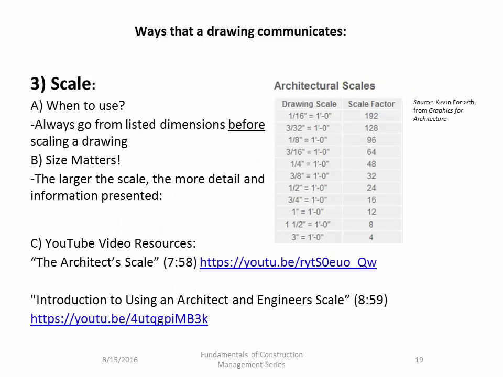And continuing with ways that a drawing communicates, we mentioned scale before. Often the drawing will show a scale, and that's how you know the size of the different items on the page. Well, when do you use the scale? You always go from listed dimensions on the drawings before using your architectural scale to scale out the dimensions on the page. So if you have a choice of looking at dimensions or taking your architectural scale and trying to go exactly from that scale, always go from the dimensions first.